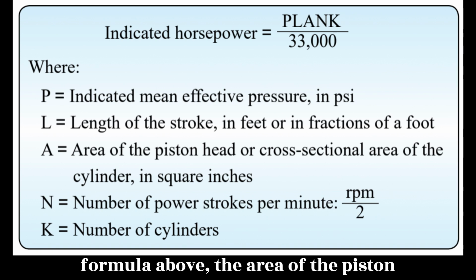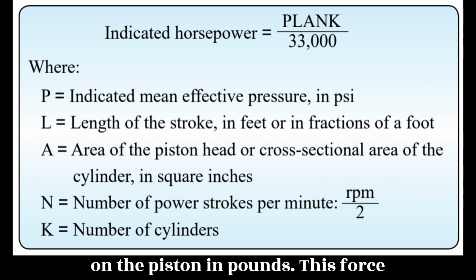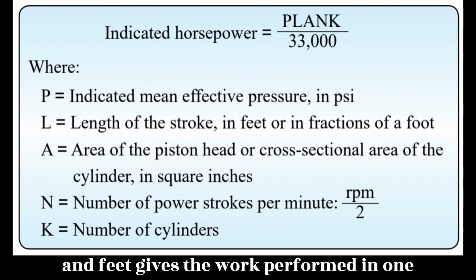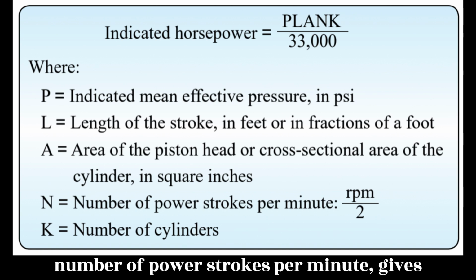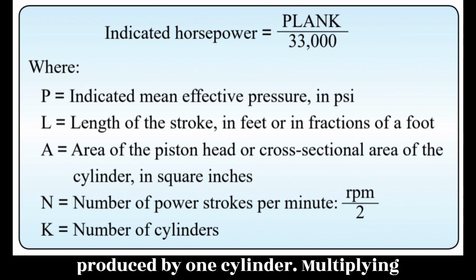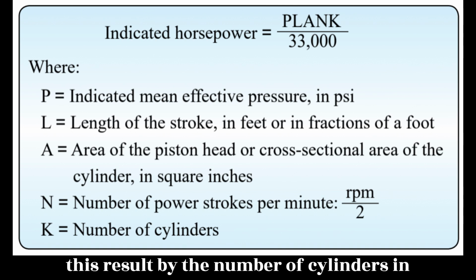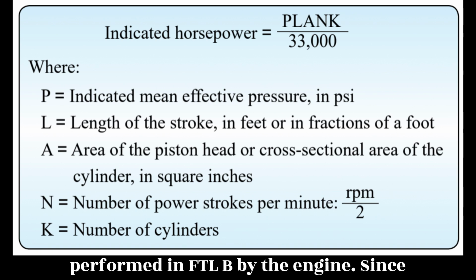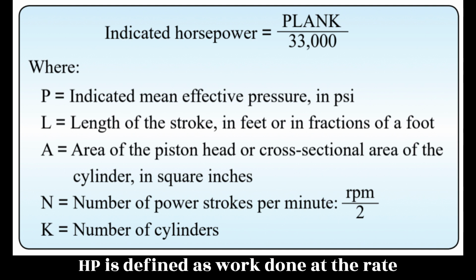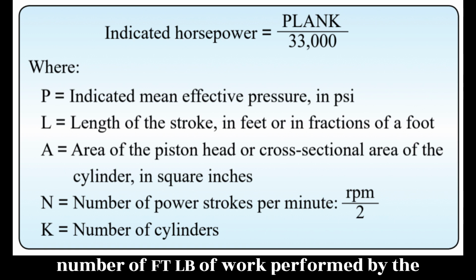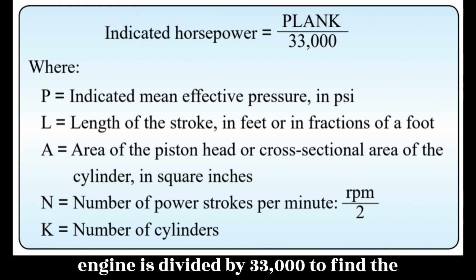In the formula above, the area of the piston multiplied by the indicated mean effective pressure gives the force acting on the piston in pounds. This force multiplied by the length of the stroke in feet gives the work performed in 1 power stroke, which, multiplied by the number of power strokes per minute, gives the number of foot-pounds per minute of work produced by one cylinder. Multiplying this result by the number of cylinders in the engine gives the amount of work performed, in foot-pounds, by the engine. Since horsepower is defined as work done at the rate of 33,000 foot-pounds per minute, the total number of foot-pounds of work performed by the engine is divided by 33,000 to find the indicated horsepower.